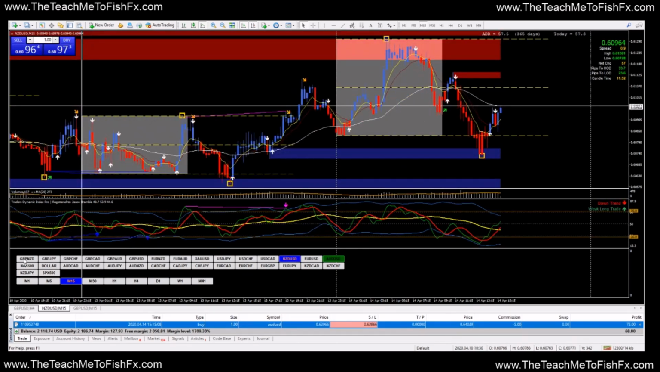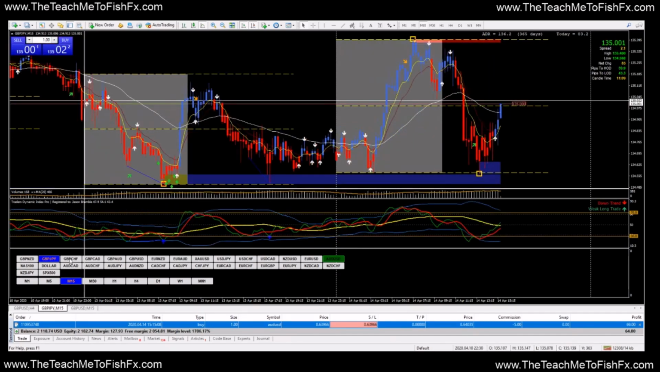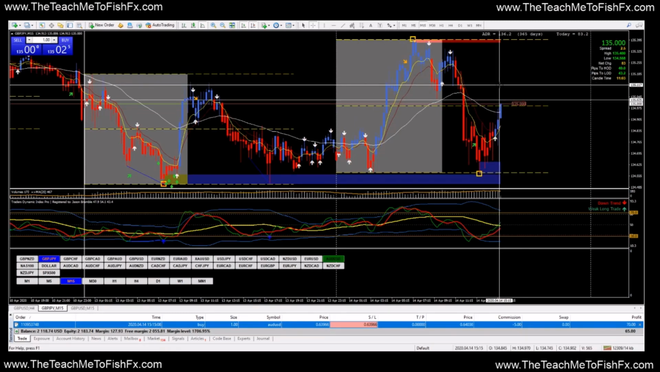That's a trade free. GBPAUD hasn't done what I'm looking for it to do yet. It is on an uptrend for the day. GJ is one of my favorite pairs to trade. We have 11 minutes on it. Alright, so.